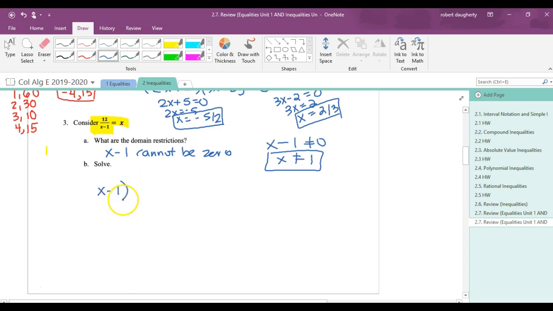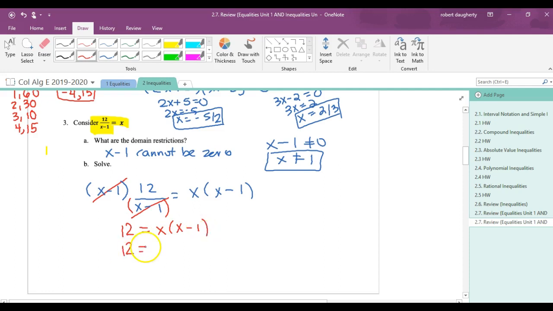You multiply both sides of this equation by x minus 1. The reason we do that is because on the left side of the equation, multiplying by x minus 1 is going to do the strategic thing of getting rid of the fraction. So I've got 12 equal x minus 1 times x, so 12 equal x squared minus x. I would like to solve this by letting it be equal to 0. So let's subtract 12 from both sides, and here you get 0 equal x squared minus x minus 12.